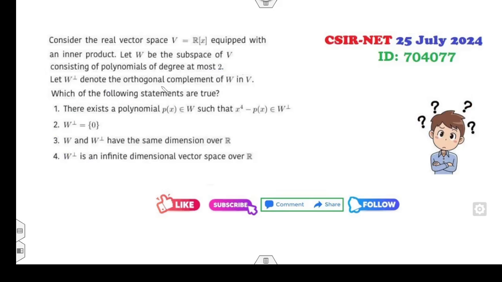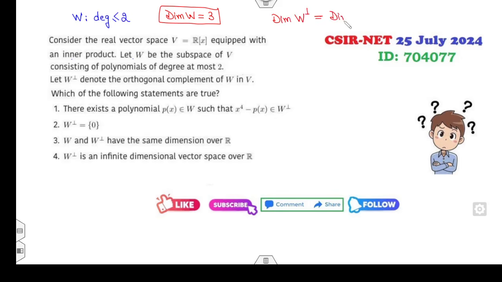Okay, consider the real vector space V with the inner product. W is the subspace of V consisting of all those polynomials of degree less than or equal to 2. Can you find the dimension of W? Dimension of W is 3. Fine. Now the dimension of the orthogonal complement of W.